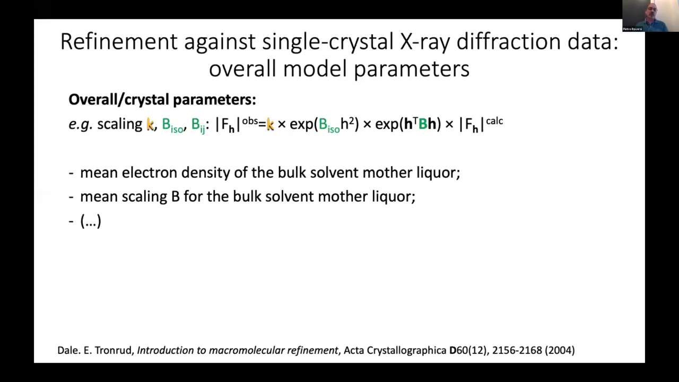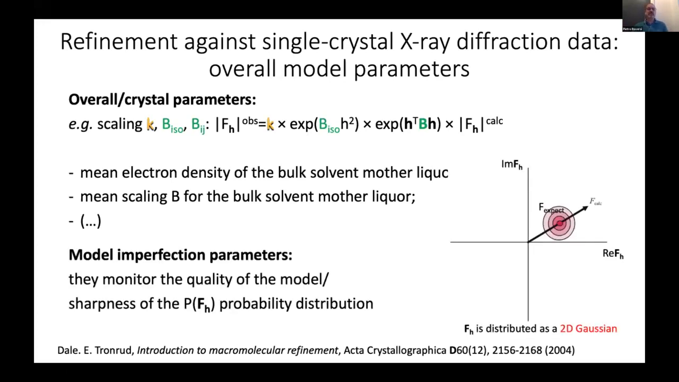When it comes to parameters, there are not only atomic parameters, but also overall crystal parameters. For example, scaling parameters that relate the observations, which are not on absolute scale, with the calculated values for the same observations, which are on absolute scale. But you have modeling of the solvent and so on. And more importantly, these days, given we are dealing with likelihood methods by and large, there are model imperfection parameters which allow us to judge how good the model is at the stage of refinement we are at.